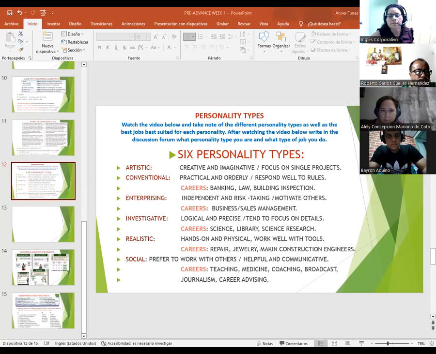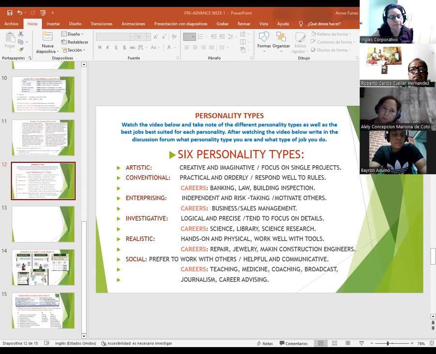The next type, enterprising people, those are the business owners. Ah, the enterprising type. What characteristics do those people share? They tend to be leaders. They're independent and willing to take risks. They're good at motivating people, so we often find them in sales. Really? What careers do they enjoy, aside from sales? Well, they're good at directing projects and people. So they make good managers.